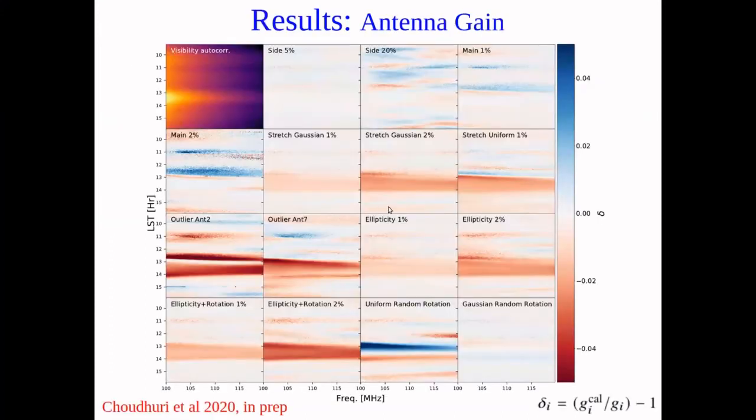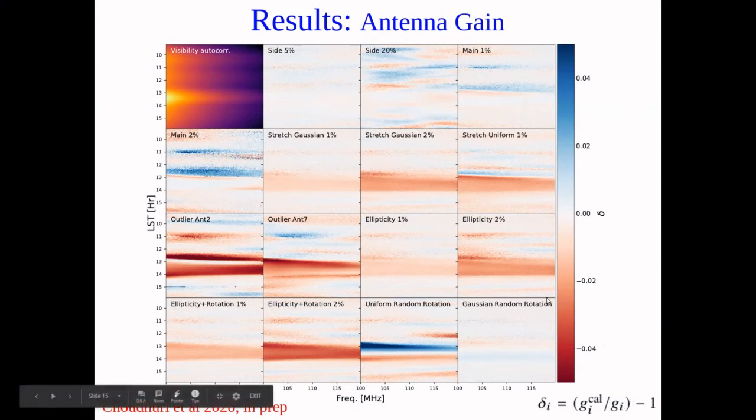The first result I want to show is the difference of the antenna gain with respect to the true one for different types of non-redundancy. Here, each panel shows a different type of non-redundancy we considered, and the difference of the calibrated gain with respect to the true one, which was introduced for the simulations.